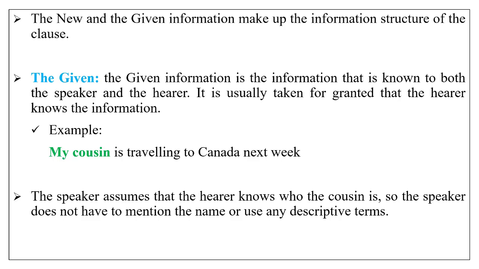We have two parts of this sentence. My cousin, which is the given, and you are going to see the rest. So the speaker assumes that the hearer knows who the cousin is. So the speaker does not have to mention the name or use any descriptive terms. You cannot say, for example, my cousin John or Muhammad or any name, because the person you are talking to, the hearer, already knows about your cousin.